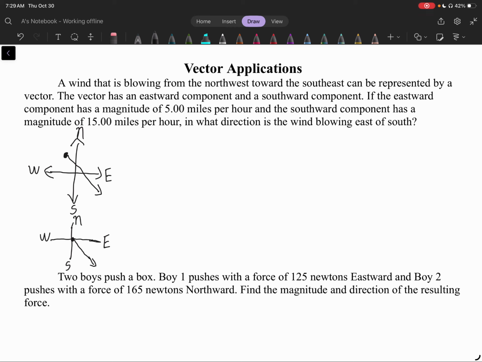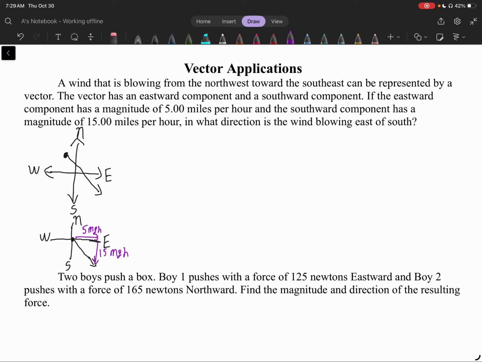This has an eastward component and a southward component. To the east, this is blowing 5 miles per hour. To the south, it is blowing 15 miles per hour. Now this question asks me, in what direction is the wind blowing east of south?